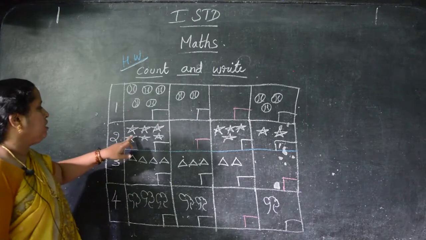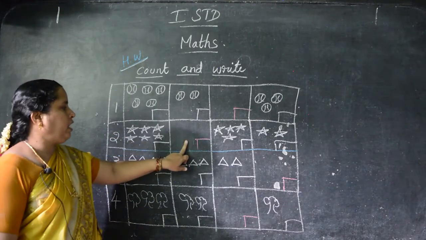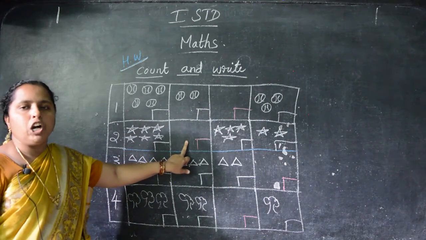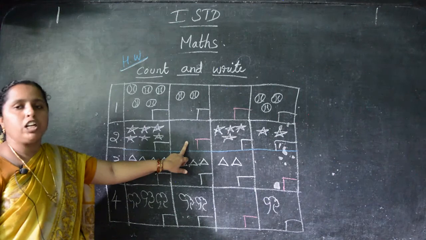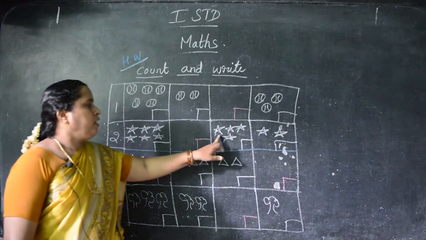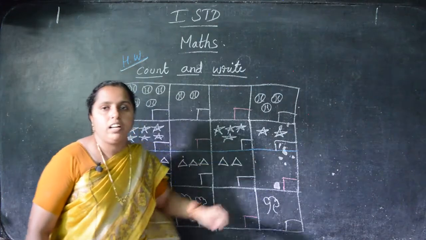Okay, children. Stars. How many stars here? Count and write here. Here how many? If there is none, what do you have to write there? 0. If there is none, what do you have to write? 0. Then here how many? You have to count and write. Here you have to count and write here.